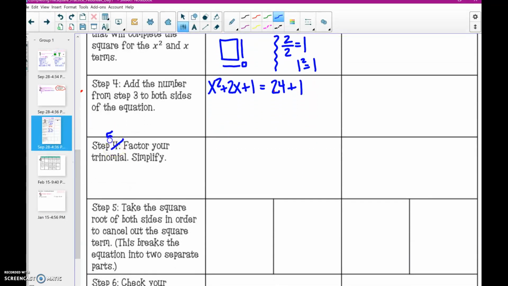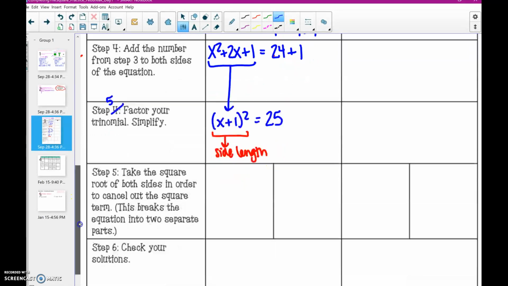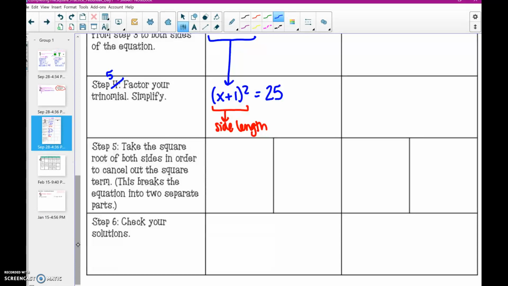Step 5, factor the trinomial, simplify. We've done this a bunch of times as well. So if we were to rewrite this quantity in vertex form, that would look like x plus 1 squared. And just remember, all that is the side length of the square. Make a little note, side length of the square. All right. Equals, simplify the other side, 24 plus 1 is 25. Now, we're on to finding the zeros, and it's easier than you think.